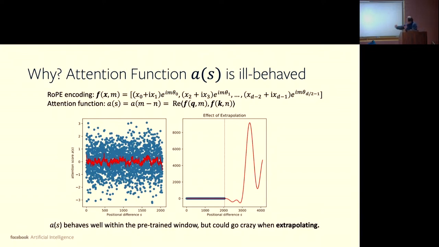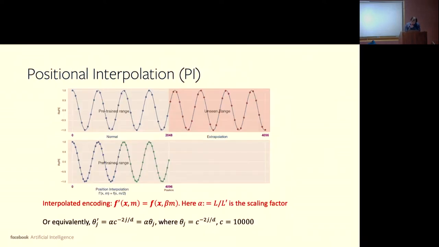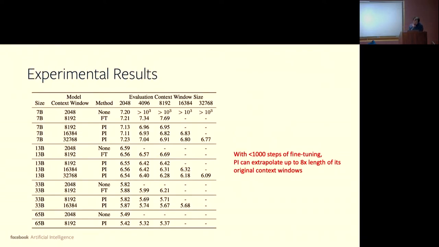But if you do extrapolation, all of a sudden it gives you super bad scores outside the window that is being trained on. So that's the reason why we should do interpolation rather than extrapolation. And if we use our approach, we can train models that extend to long context windows with less than 1,000 steps of fine-tuning, and you can extend it up to 8x the length of the original context window.